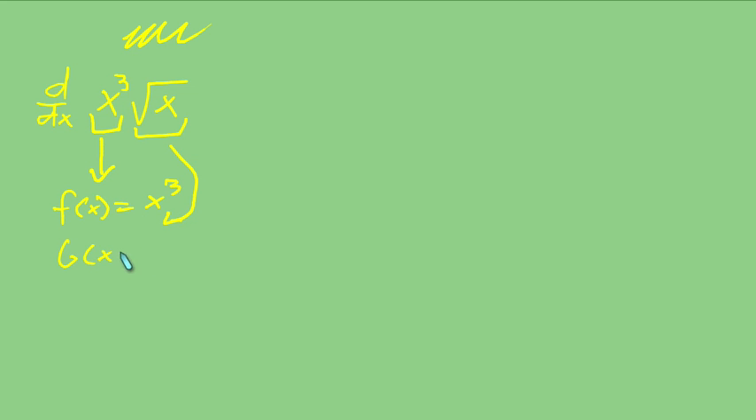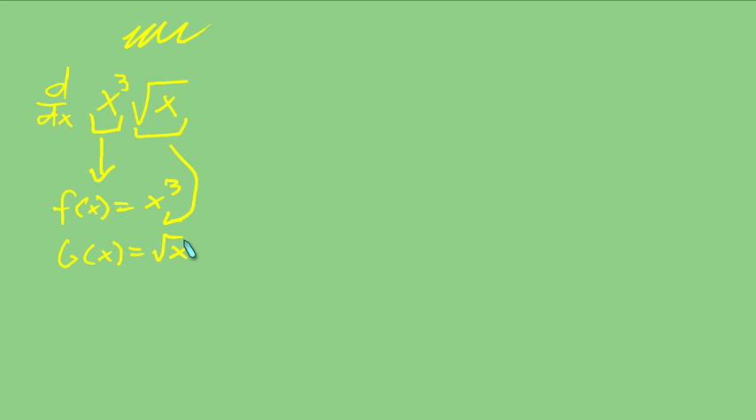Right, let's pick another one. Let's make this more complicated. Let's find the derivative of x to the third times the square root of x. How about that? Let's assign x to the third to be f of x, and we'll assign square root of x to be g of x.